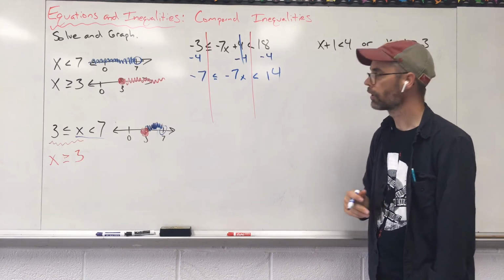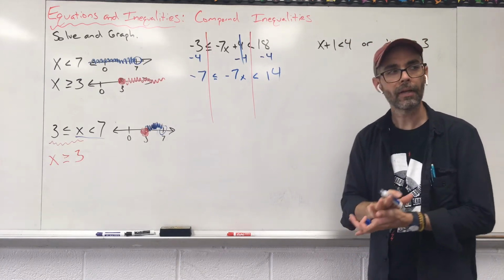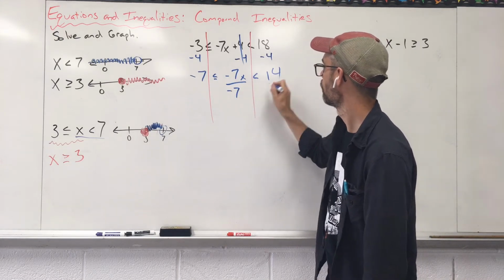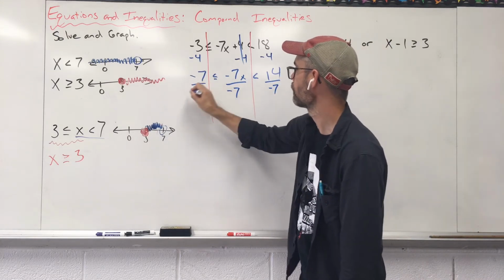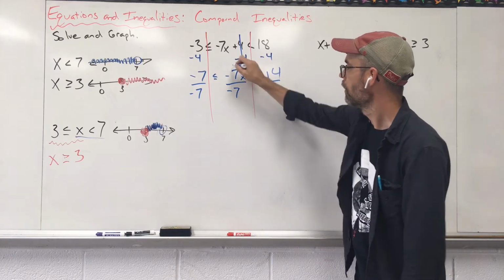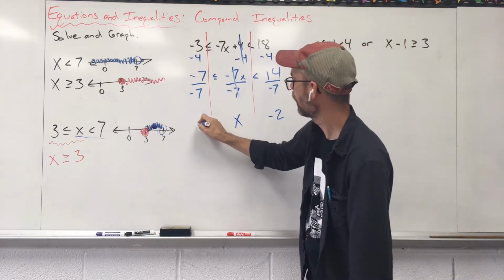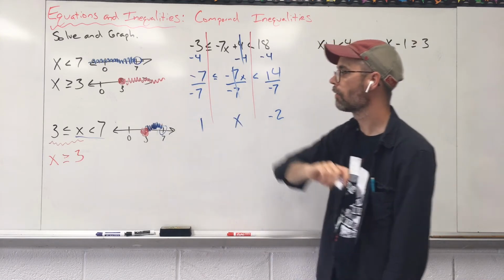And we simplify and bring everything else down. Okay, what's stopping x from being alone? We got that -7. I want to divide by -7. All right, we cancel x, we're left with -2 and +1, negative, negative, positive.